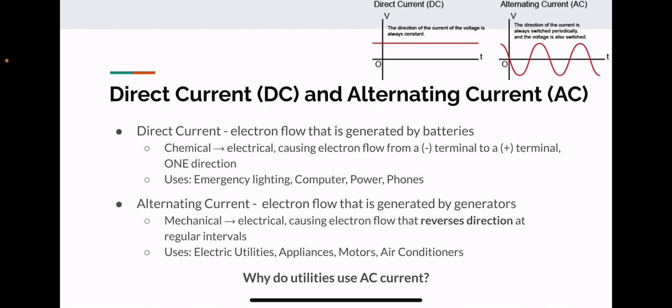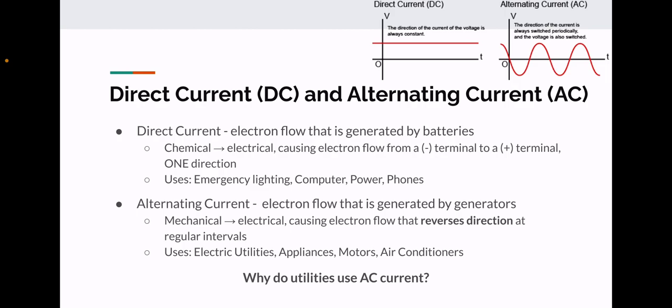So there's going to be two types of current: direct and alternating. So a direct current is electron flow generated by batteries. This means chemical energy is being transformed into electrical energy. And this is going to be going in a single direction from a negative to a positive terminal. This is going to be used in emergency lighting, in your computer, in your phones, anything with a battery, really.